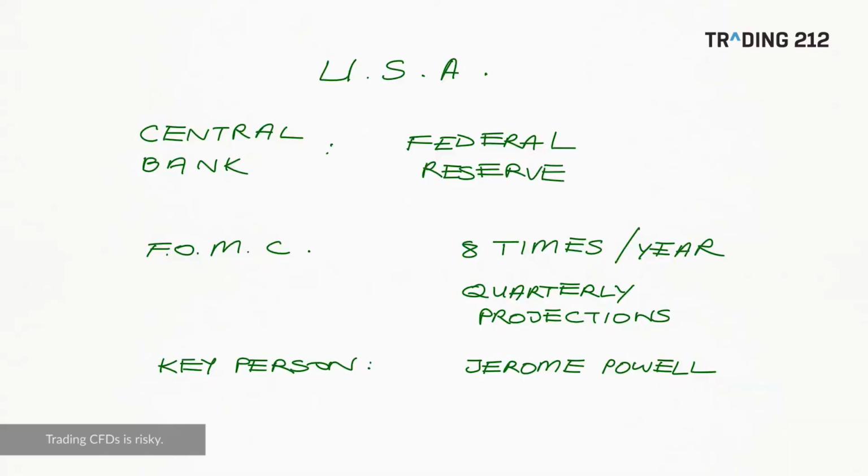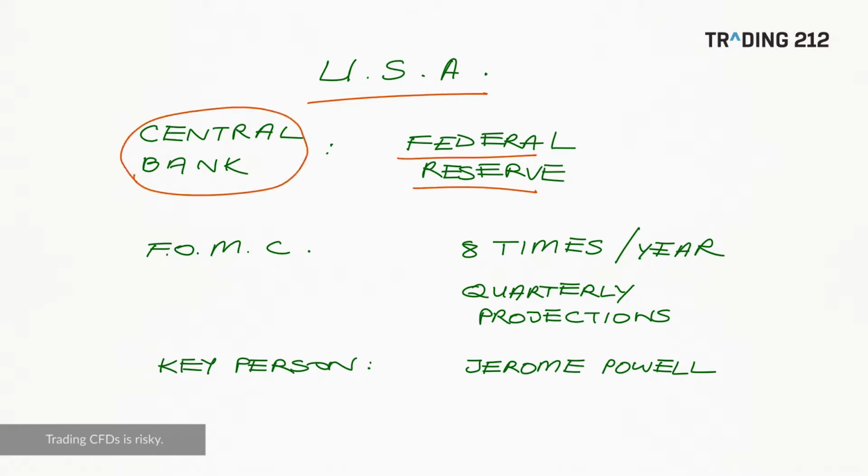So let's run through now each of these central banks for the major currencies, starting with the US. So USA to start. We've said more than once before in this series of videos that the US dollar is the most traded currency in the world. All the major currency pairs involve the dollar, and if you're trading the US dollar as part of a currency pair, you need to be aware of what is going on with the Federal Reserve, which is the central bank for the US.